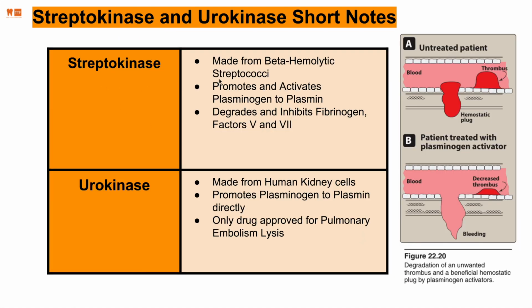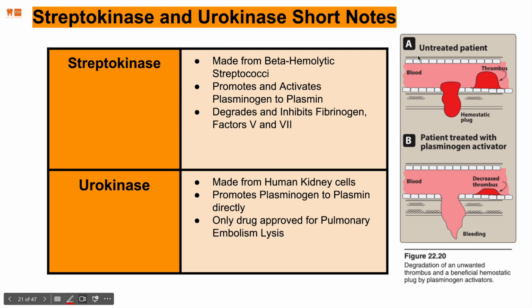Okay. Streptokinase is made from beta-hemolytic streptococci. It's bacterial in nature. It promotes and activates plasminogen to plasmin, okay? It degrades and inhibits fibrinogen, factor 5, and factor 7, all of them. And therefore no more clot. Clot is no longer allowed. Urokinase is made from human kidney cells. It promotes, same thing, plasminogen to plasmin. And it's the only drug approved in the market for pulmonary embolism lysis.